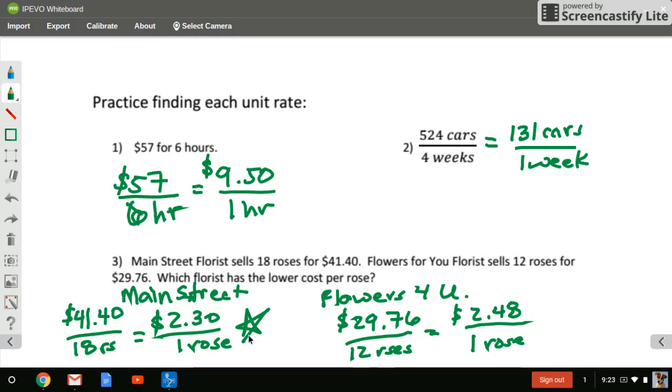That's all we have for ratios. When you're ready to move on to the next page, please visit the next video on proportions.